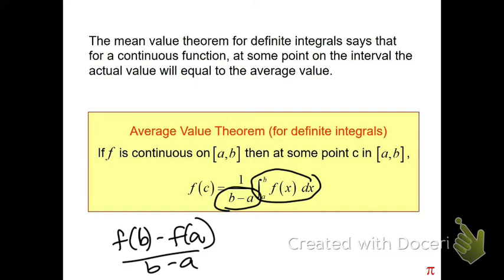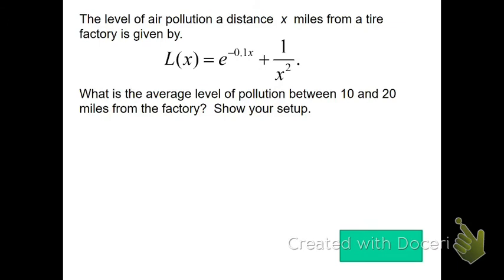Here's an application of it. Usually these are calculator problems, by the way. They give me an equation that represents the level of air pollution, but then they ask for the average level of air pollution. That's typical right there. You just have to see that word average and make sure it's not average rate of change. It's the average of something.